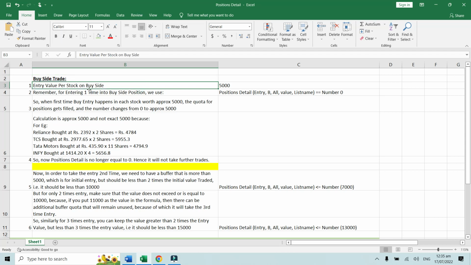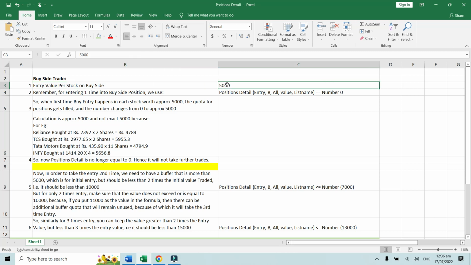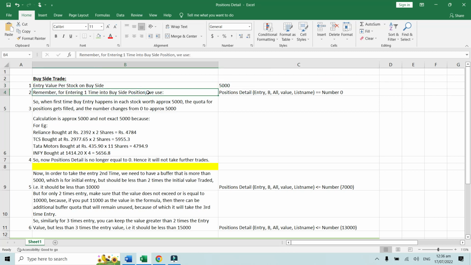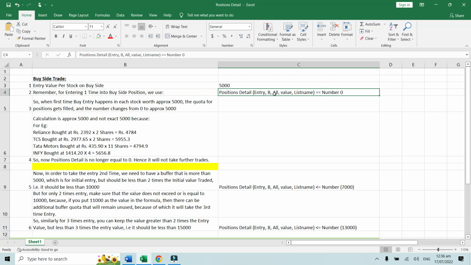So the entry value per stock on the buy side is basically 5,000 rupees, right? Remember, for entering one time into a buy side position, we use the formula positions detail entry by all value with the list name equal to 0. What 0 does is that whenever positions detail entry by is equal to 0, it means that no position has been taken initially, and that's the reason why the position is 0.